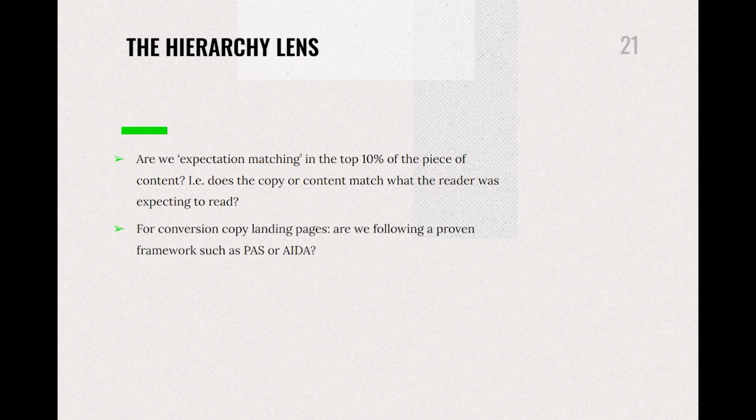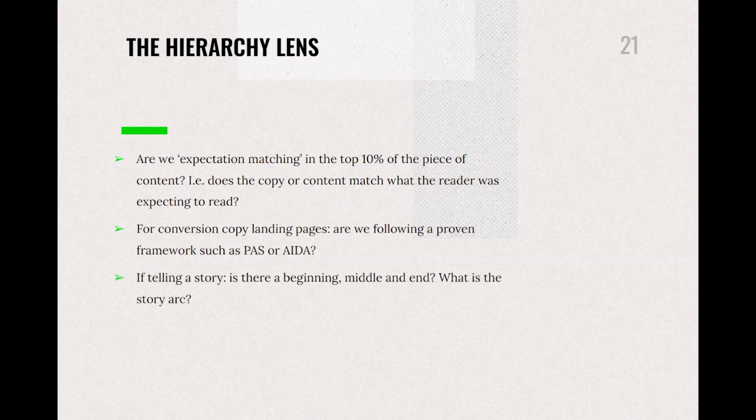When it comes to conversion copy landing pages, if we're really trying to convert someone, are we following a proven framework such as PASS or AIDA? So PASS, problem, agitation, solution. I don't have time to go into these in detail, but you can Google them, and there are proven formulas that work when it comes to taking people on a journey and converting them. So use those proven formulas.